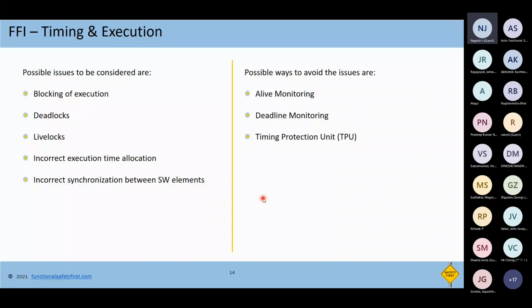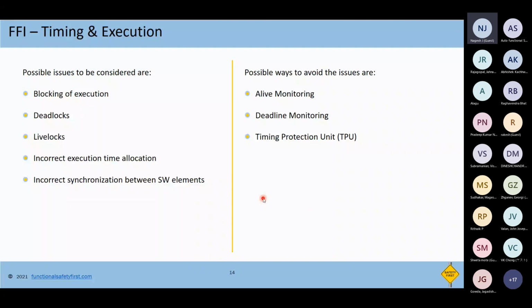Now, there are multiple ways in which this could be avoided. The most commonly used way is what is called alive monitoring. Here, you try to ensure that your safety critical task is always active, and active within a particular amount of time. That is alive monitoring. There is also another aspect called deadline monitoring, and the most complex one is the timing protection unit. A timing protection unit is a feature that could be available in your operating system that we could use to avoid problems coming out of timing and execution.